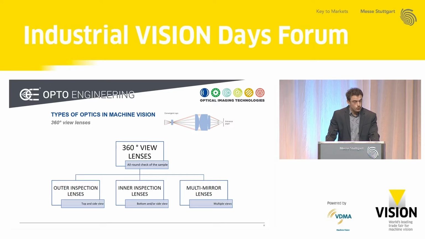Then we have a second group, which is represented by inner inspection lenses, meant to capture the bottom and sides of the object. And finally, we have multi-mirror lenses that, as the name suggests, exploit multiple mirrors or arrays of mirrors in order to get multiple images of the same object at different angles.